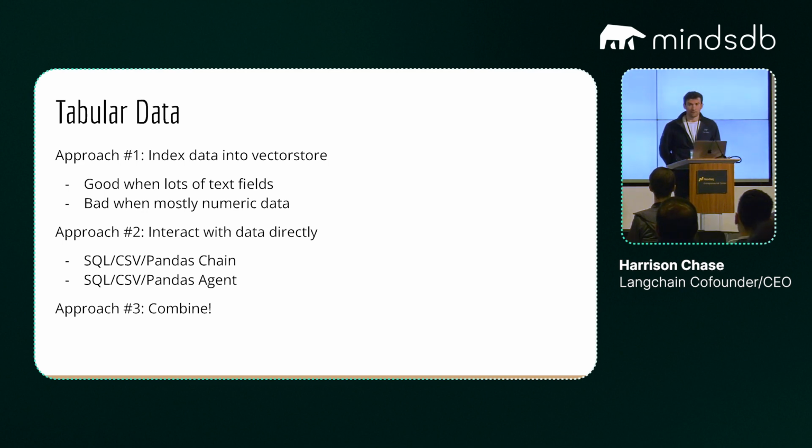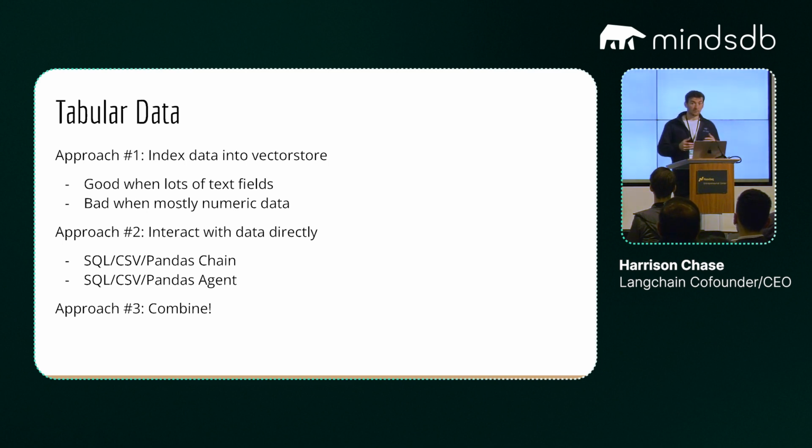So the high-level approaches, as I see them breaking out, are, one, you can index the data into a vector store. And this is really good when you have a lot of text data in a database. If you have one or two fields that are very text-heavy, long text strings, you're probably going to want to interact with that, do question answering over it. And so putting that in a vector store and enabling things like semantic search will be a lot more powerful.